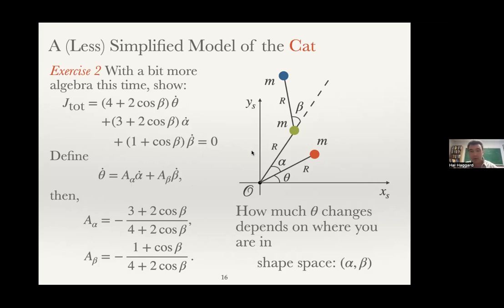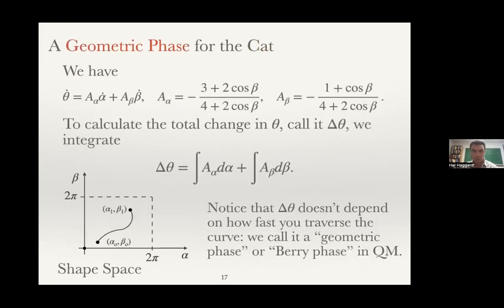Okay, so I already said that how theta changes now depends on where we are in shape space. But we've also gotten to a more complicated, richer shape space. The shape space is defined by these two coordinates, alpha and beta. So in addition to drawing the real picture of the cat here, I'm going to start drawing the shape space as well, so we can look at both of them together. So in the bottom left of this slide, you see my shape space.